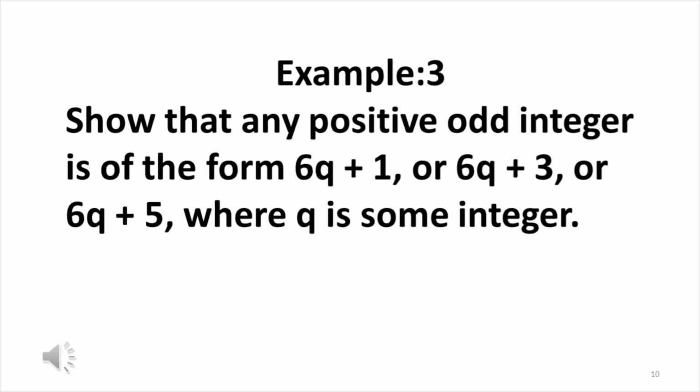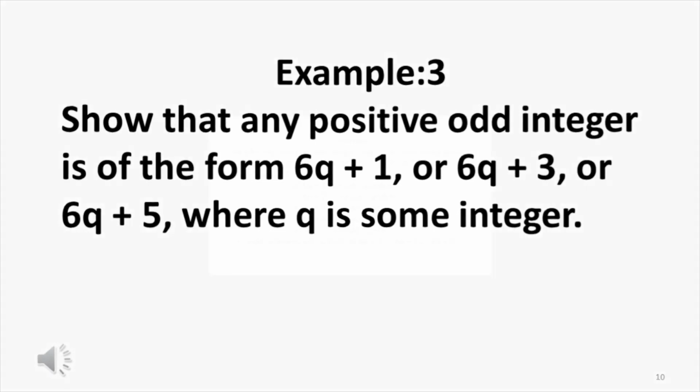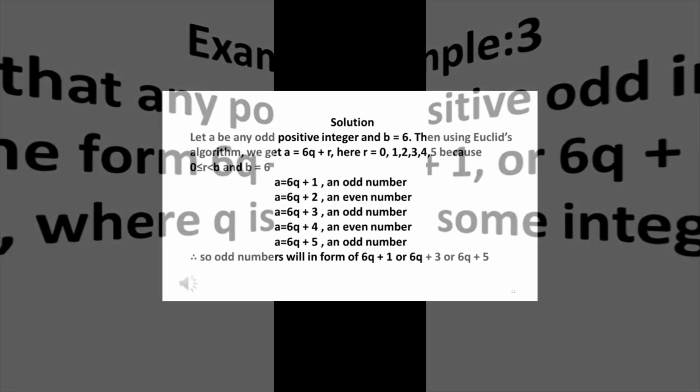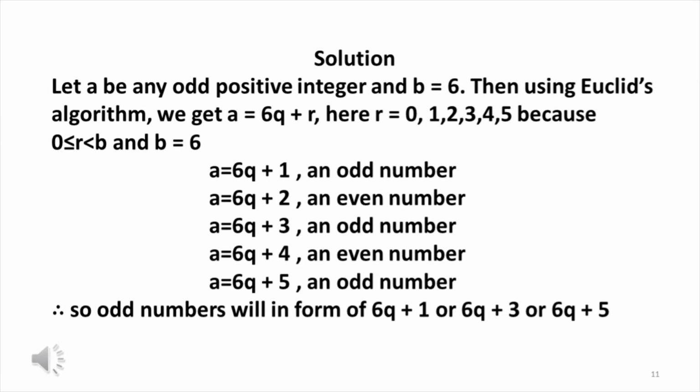Example 3: Show that any positive odd integer is of the form 6q plus 1, or 6q plus 3, or 6q plus 5, where q is some integer. Solution: Let a be any odd positive integer and b equals 6. Then, using Euclid's algorithm, we get a equals 6q plus r. Here r equals 0, 1, 2, 3, 4, 5, because r is greater than or equal to 0 but less than b, and b equals 6.